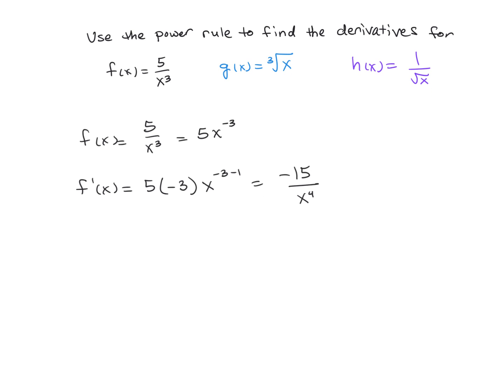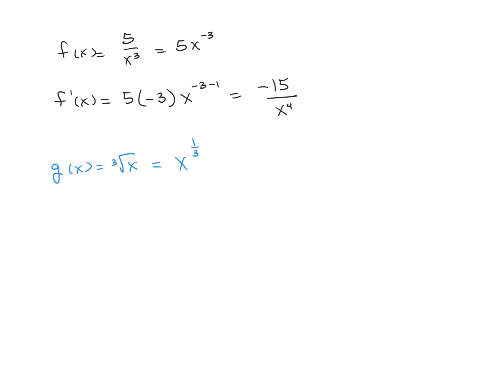We now move on to g of x. G of x is initially written as the cube root of x. Well, we know that's the same thing as x to the 1/3 power. So for its derivative, we're going to have our 1/3 come down out front as a multiplied coefficient, and then subtract 1 from the exponent. So that's going to be 1/3 x to the 1/3 take away 1 is 1/3 take away 3/3. That is negative 4/3.